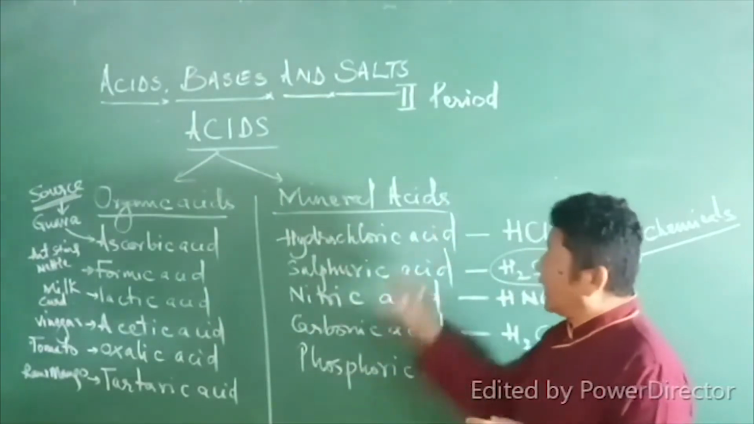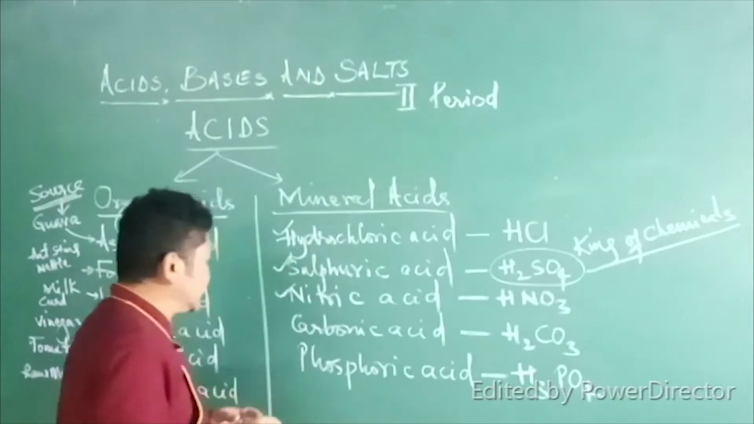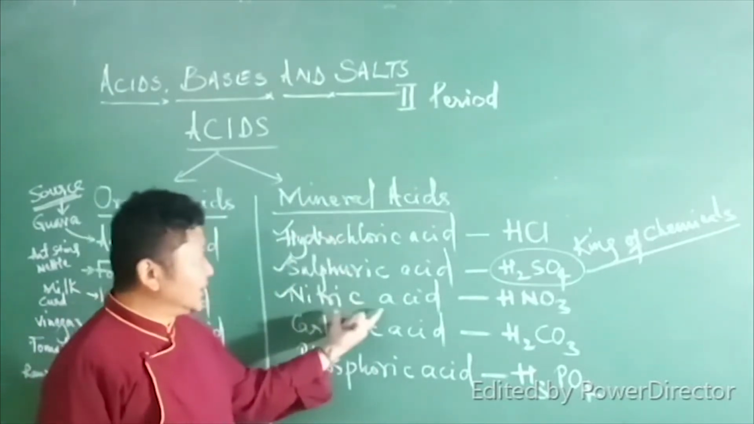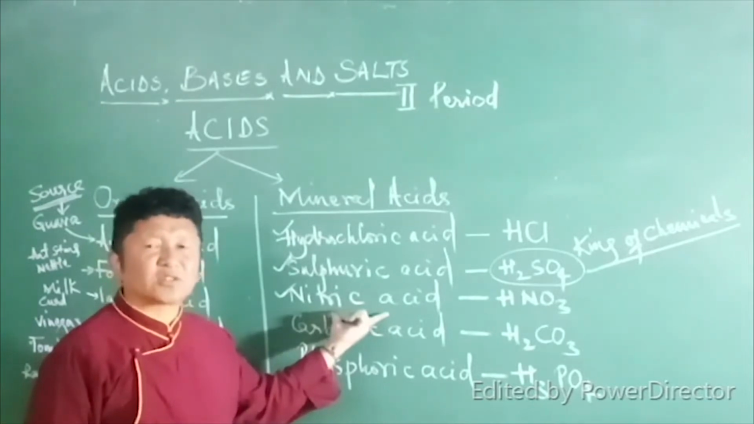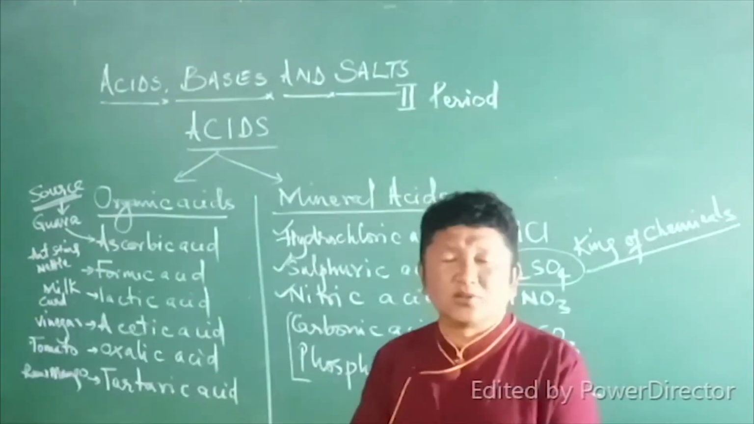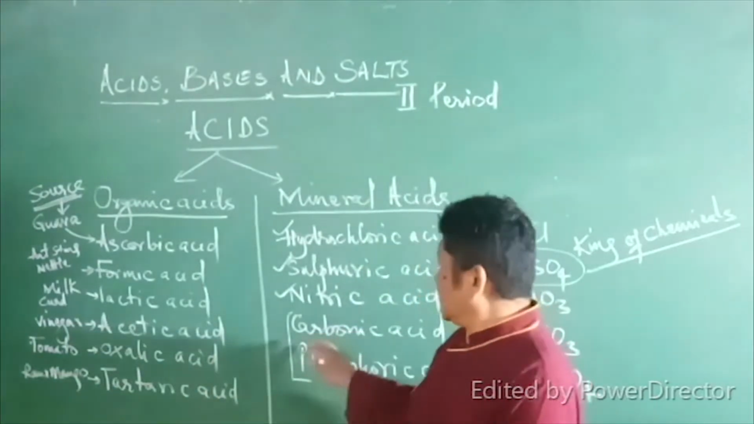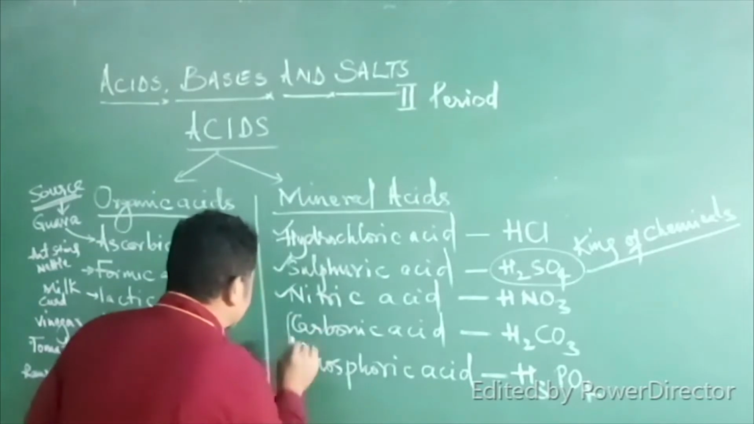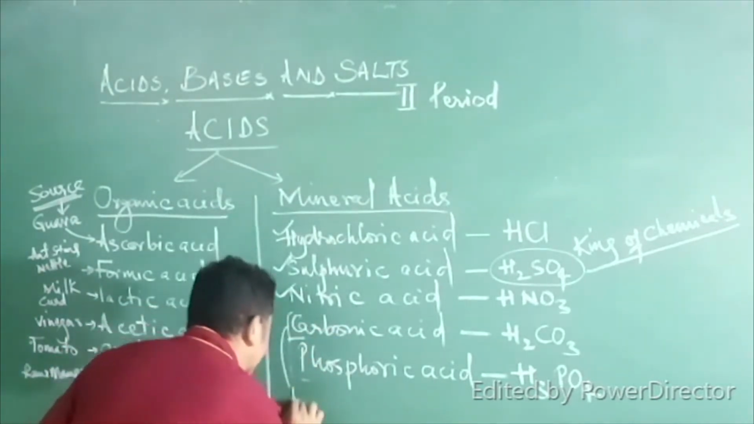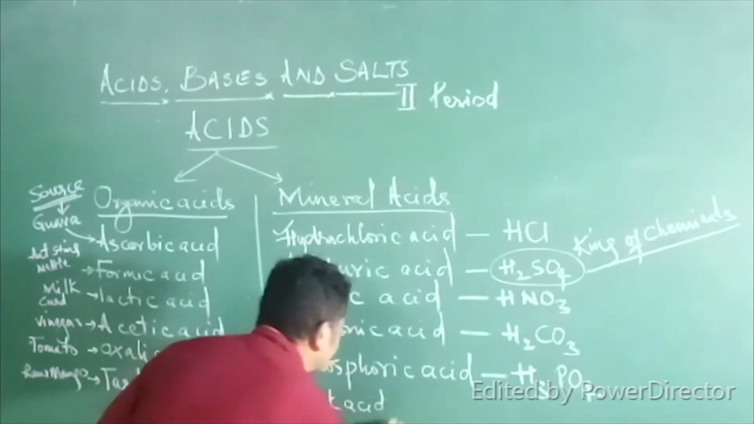Most of them, say hydrochloric acid, sulfuric acid, nitric acid, these acids are called concentrated or strong acids. Phosphoric acid is also a strong acid, while carbonic acid is a weak acid.